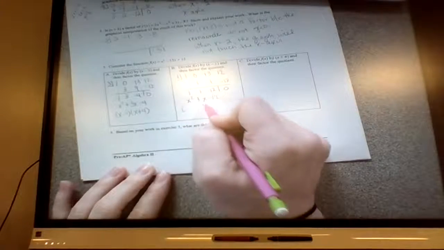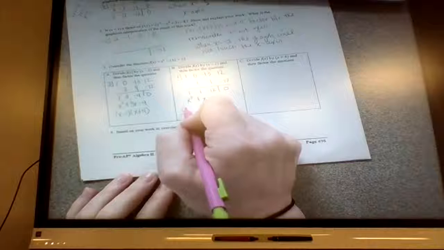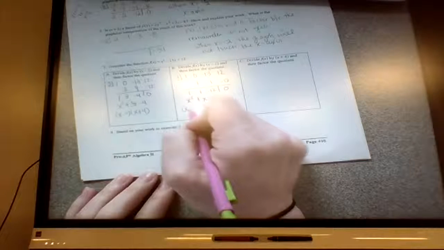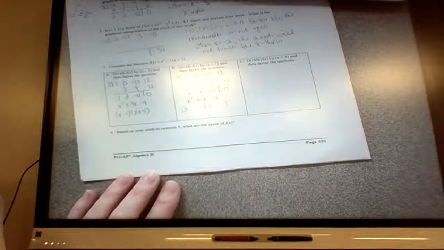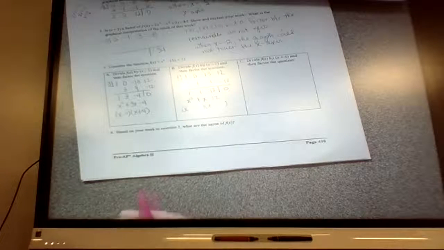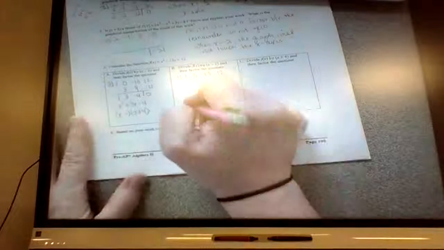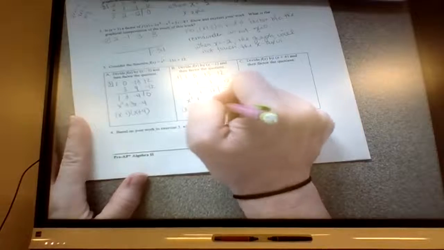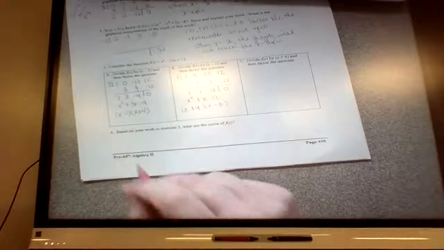What are two numbers that multiply to equal a negative 12 but add to be a positive 1? Positive 4 and negative 3. Yes, x plus 4, x minus 3. Divide by x plus 4, then factor.